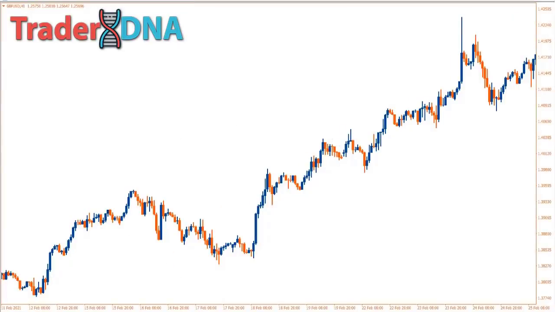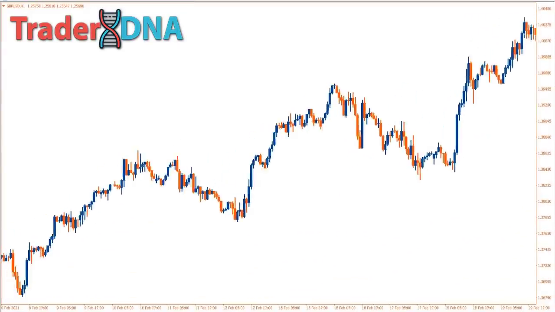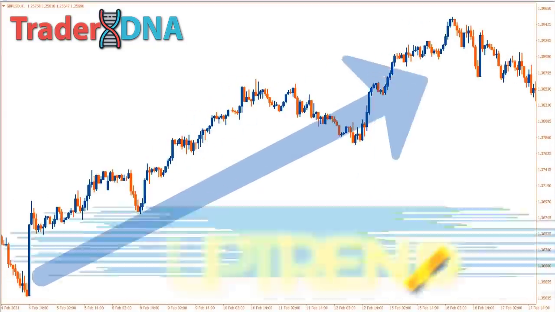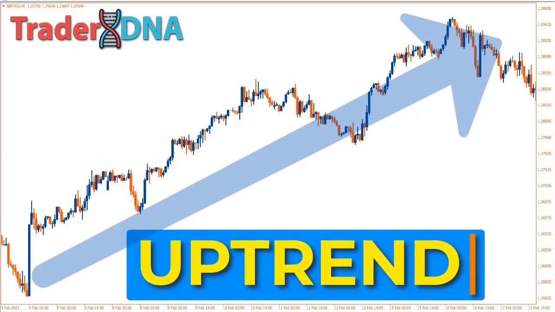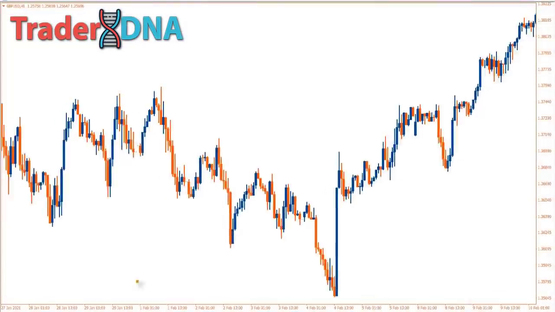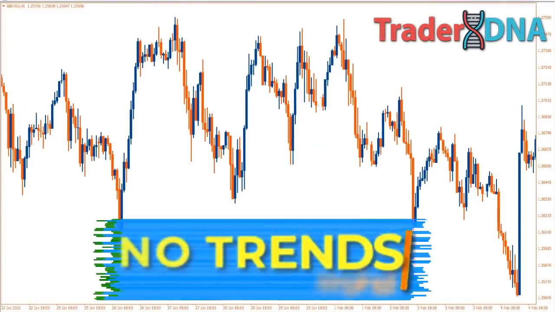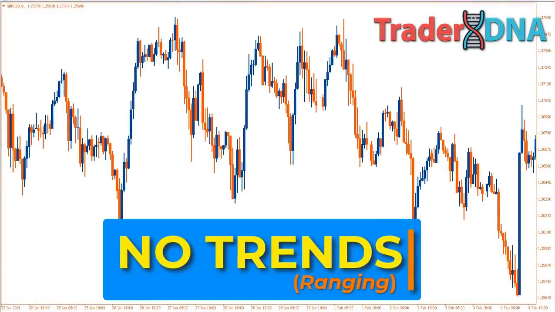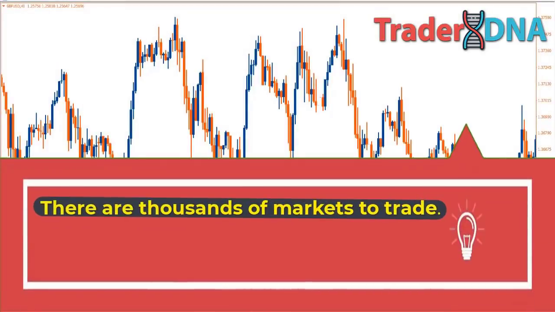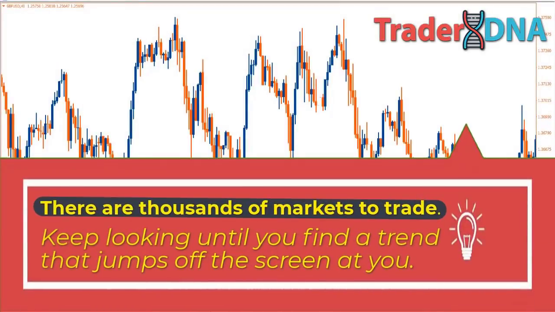Look at this chart and ask yourself if there is a trend in place and what direction it is moving. Pretty obvious, right? If you have to lean in closely, squint a little and scratch your head, it's likely that there's no trend there. So, if there's no obvious trend on your chart, change instruments. There are thousands of markets to trade. Keep looking until you find a trend that jumps off the screen at you.